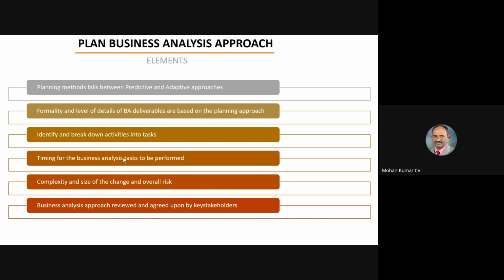Timing for business analysis tasks to be performed. You should have timing for each task, how much time you take. So that is important. For every task, if you are splitting them into minor tasks, then you will be able to estimate. If you have broken down the task to the level where you can estimate, you will be able to estimate the time.